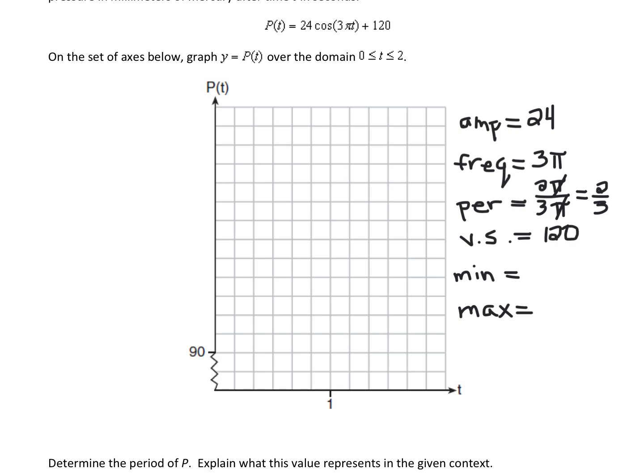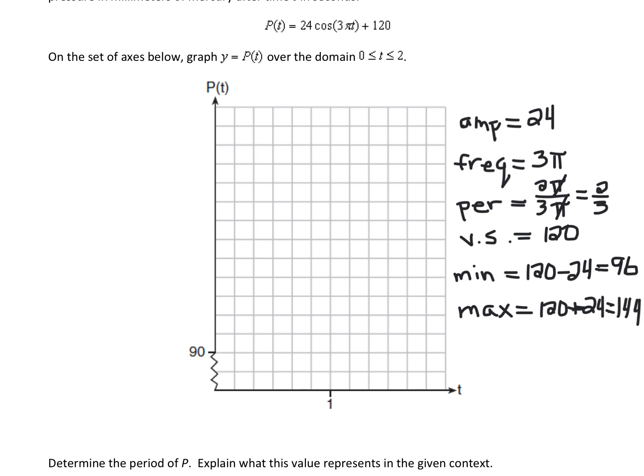And then the formula for min would be your vertical shift minus the amp. So since our vertical shift is 120 and the amp is 24, we're just going to do 120 minus 24, which is equal to 96. And then we know that our max is our vertical shift plus our amplitude. So 120 plus 24, which brings us to, let me see if I can squeeze this in here, 144.